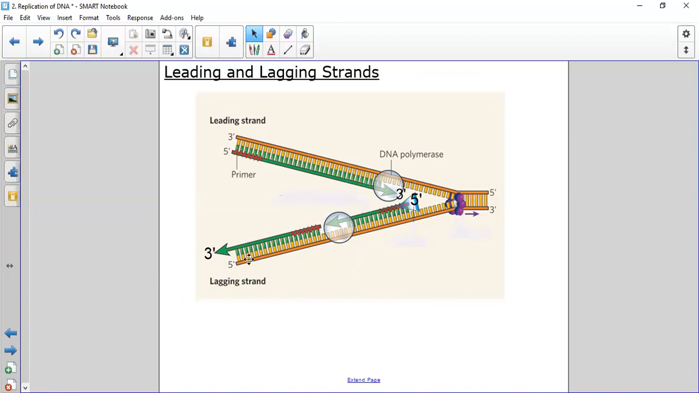Lovely. This side, we had to wait for it to unwind a little bit, then we got a primer slotted in, and the DNA polymerase does its business. Unwinds a bit more, primer slots in, DNA polymerase does its business. And obviously, we will need our extra enzyme, our ligase, to join the fragments together.